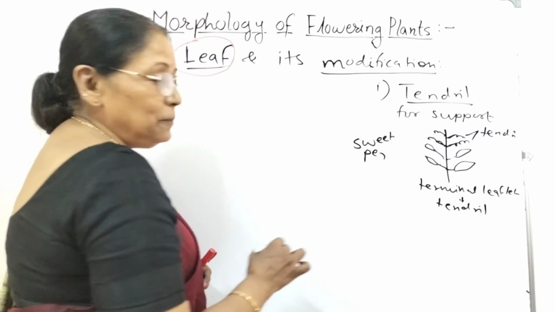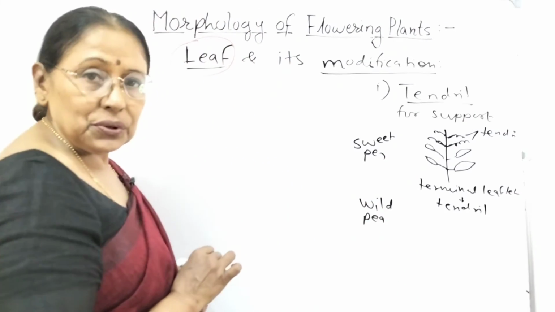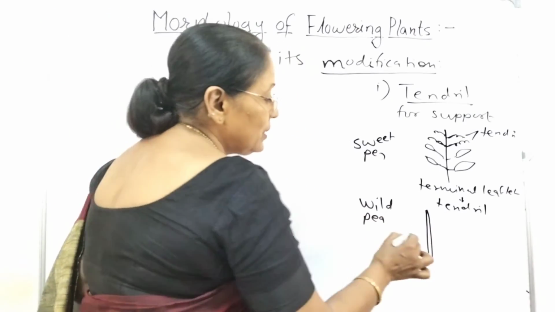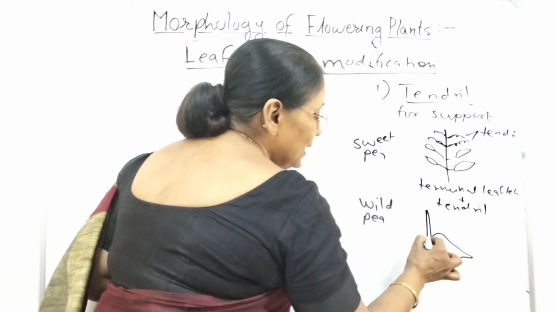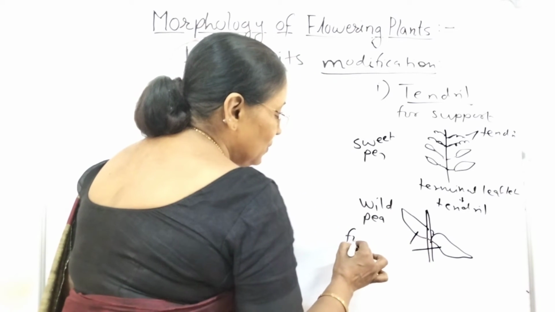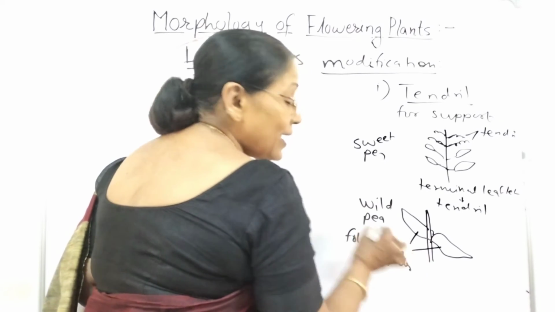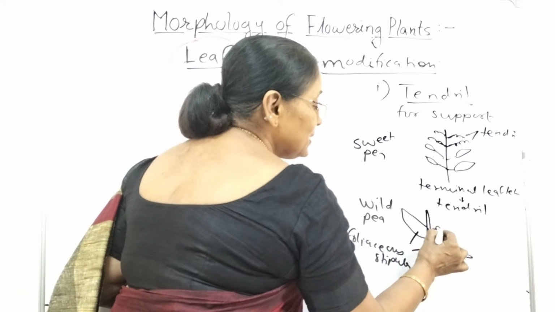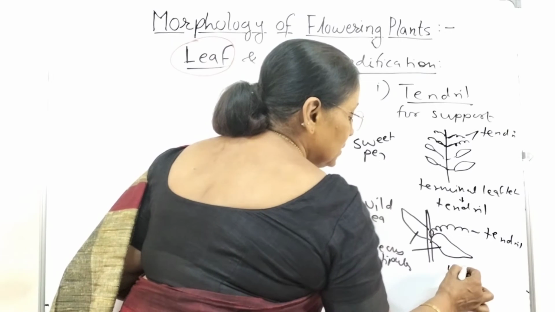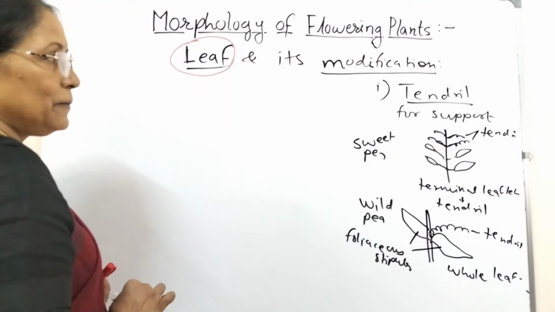If we see wild pea, in case of wild pea, the whole leaf gets changed into a tendril. How? This is the stem. Now, this structure which you see at the node, these are the stipules. These are the foliaceous stipules, means these have become leaf-like as the leaf has changed itself into tendril. So this is the whole leaf changed into a tendril.